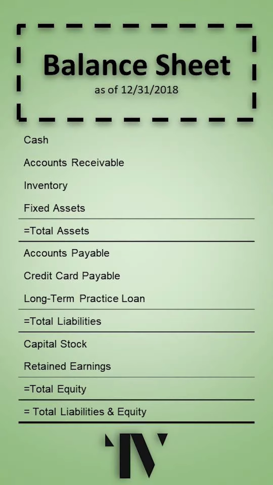Liabilities are shown next, typically in order of due date. Similar to assets, you can have subcategories like short-term liabilities and long-term liabilities. Finally, you have the equity section.